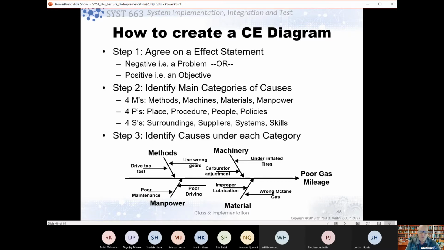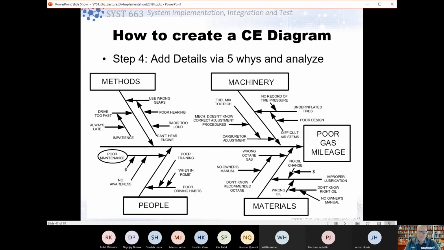Then you identify causes within those main categories. So, for instance, if you're getting poor gas mileage, is it because you drive too fast or use the wrong gears? That's methods, or your materials could be wrong. So it's that type of thing where you actually look at each individual cause. So that's step 3. And then step 4, you actually start asking the whys of those causes.